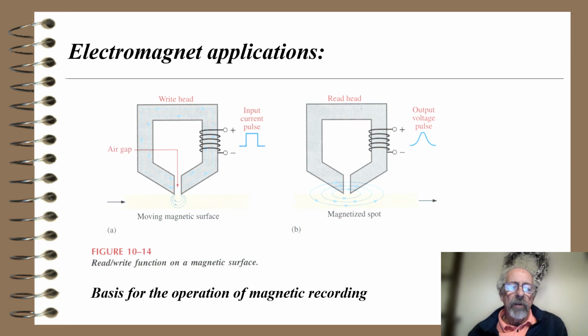This would be digital data being written on a magnetic tape with a write head and an air gap. The air gap is there to cause the fringing of the magnetic field into the moving magnetic surface, which is on the surface of the tape. On the right-hand side, when we read the tape, the read head just puts out a little output voltage pulse, which has to be magnified or amplified as we pass the tape below the read head.